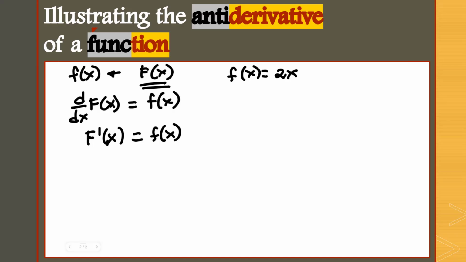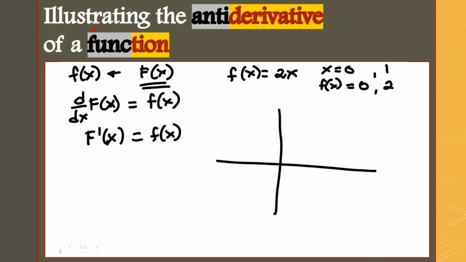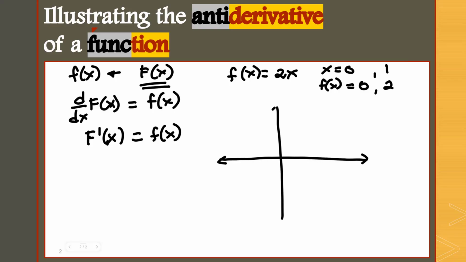We know that if x is equal to 0, our f of x, which is our y, is also 0. And if x is equal to, let's say, 1, our f of x is actually 2. So plotting that here, at 0, 0 is here. And at 1, let's say x is 1, you have here 2. Let's add another value. If x is 2, our f of x is 4. So 2, and you have here 4.